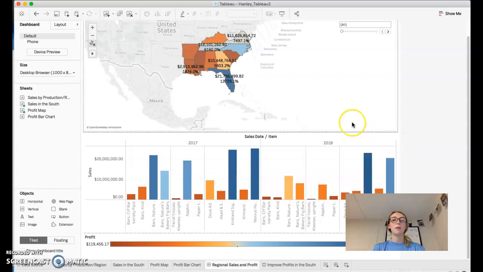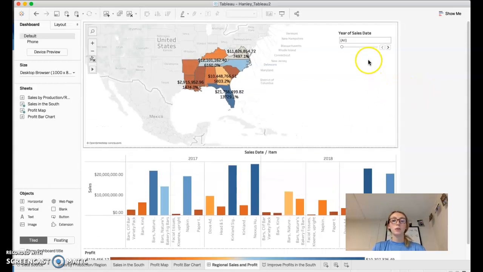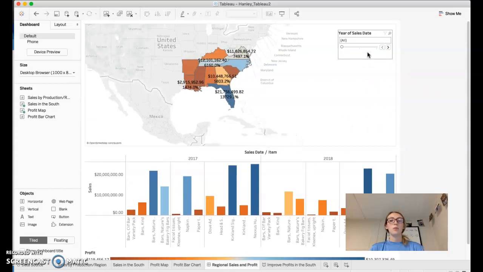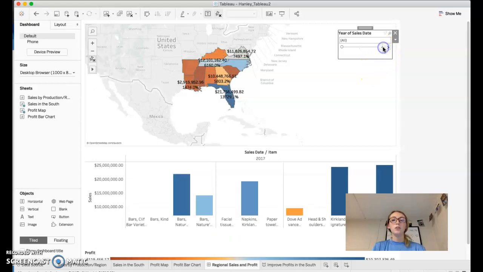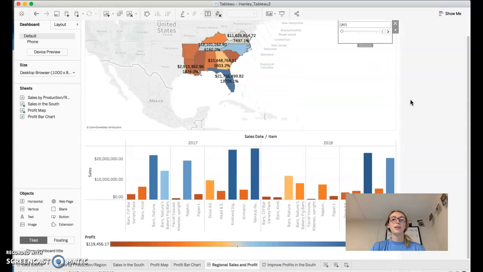At the top is the profit map, which has the profit of sales and the profit margin labeled on each state it correlates to. To the right, next to it, is a year of sales date, which, when clicking the left or right arrows, changes the profit and profit margins from both years to 2017 or to 2018. I included this to ensure the grocery distributor owners could go back and forth from each year in case they forgot a significant number.